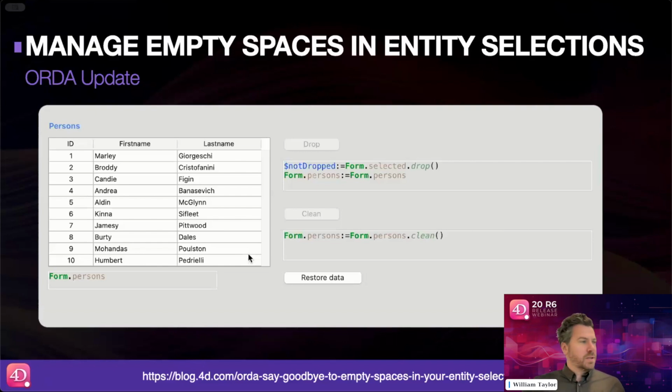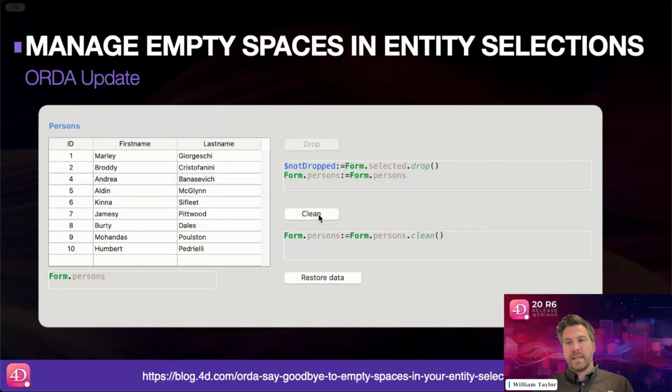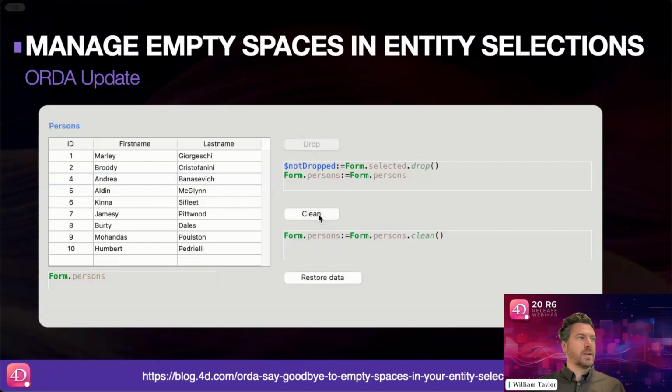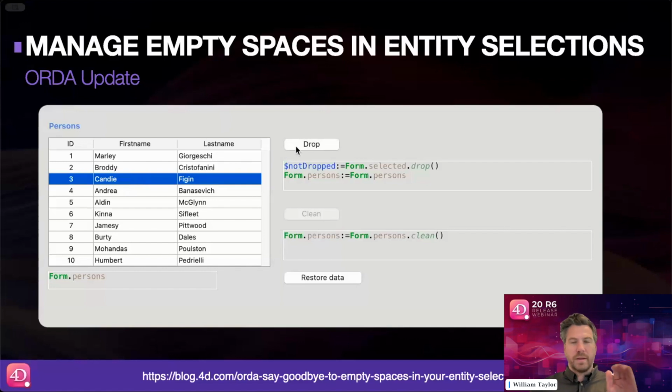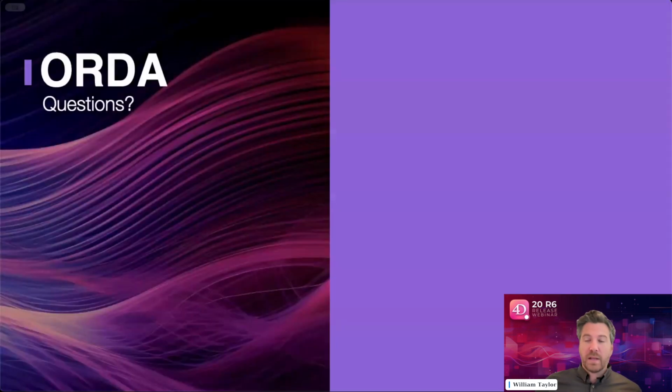For example, as you can see in this video, we're clicking around, you drop that, you click clean: form.persons equals form.persons.clean, and that cleans up the entity selection, removing all of the empty entities, and allowing you to have a clean interface. And you could also go directly with drop and clean by doing that. So very cool feature. And that's it on the ORDA updates.